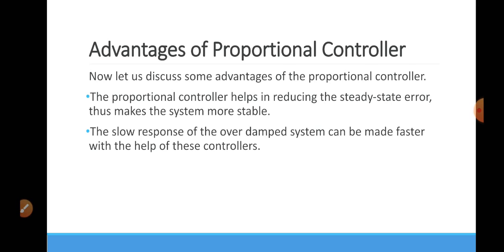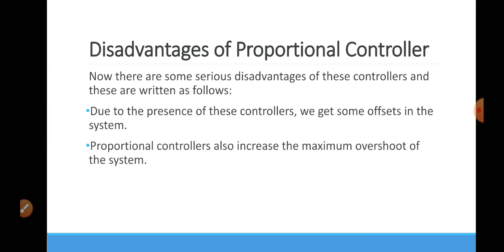Second advantage is the slow response of overdamped system can be made faster with the help of these controllers. If the damped systems are slower, they can be made faster by using this proportional controller. Disadvantages of this proportional controller are due to the presence of these controllers, we get some offsets in the system. Offsets are nothing but the kind of deviations, we don't get the exact values.